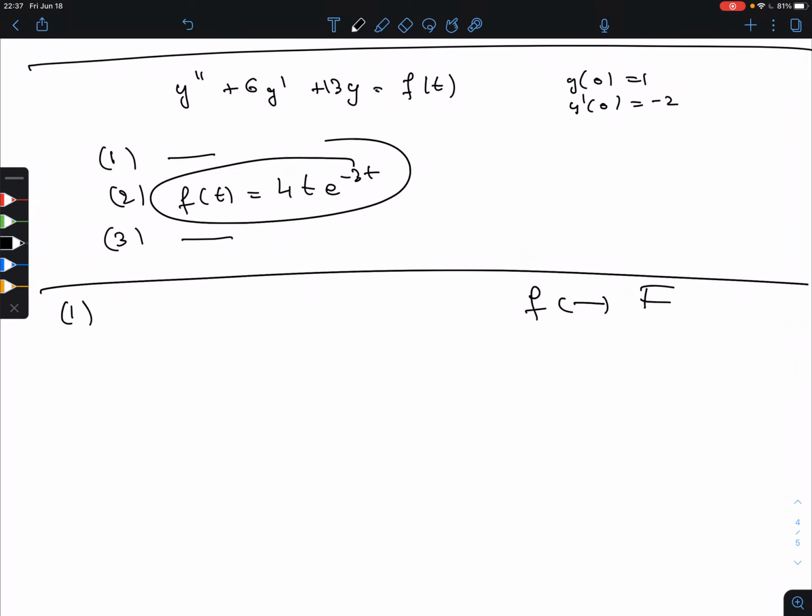I'm not working with this. I cannot do the particular one yet, so don't do that yet. Okay, you have to first do it with general little f. And then little y corresponds to capital Y. So we take the Laplace of this guy, right?